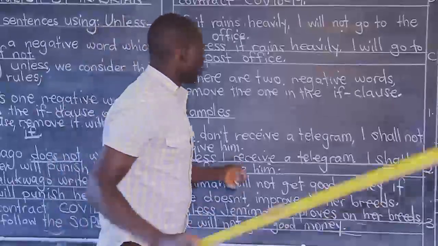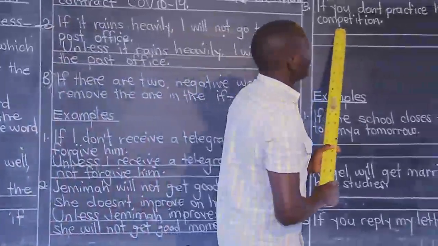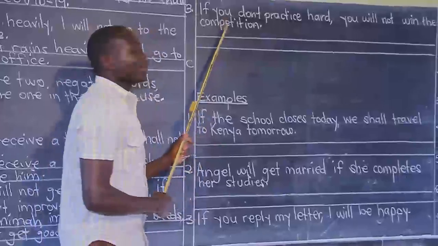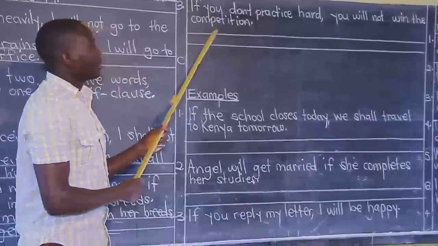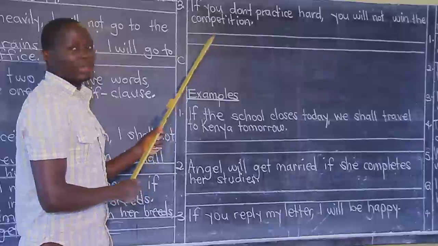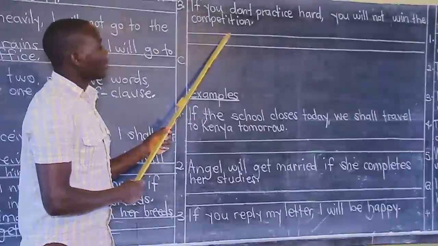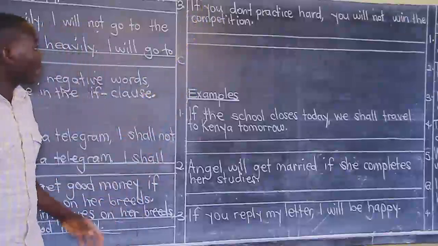Let's look at the last example under the second rule. It says if you don't practice hard, you will not win the competition. So what do we do here? Here we say unless you practice hard, you will not win the competition. Unless you practice hard, you will not win the competition.